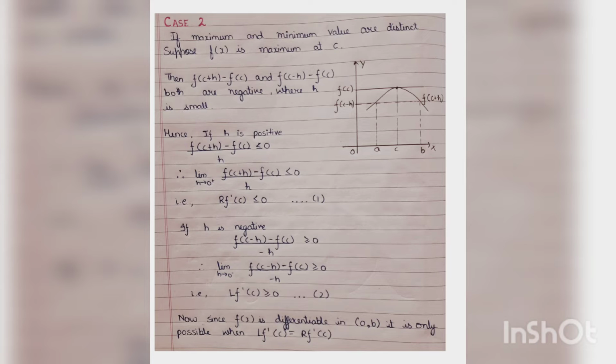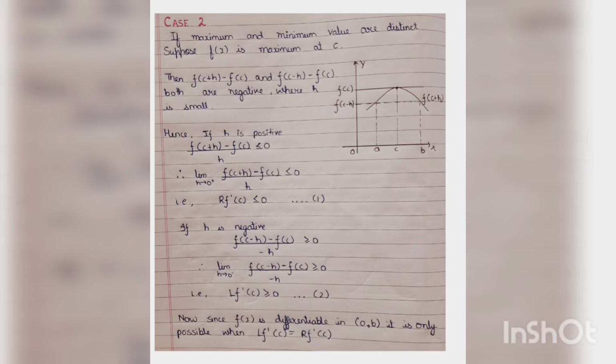So if h is positive, [f(c+h) - f(c)]/h is less than or equal to 0. Applying the limits, limit as h tends to 0+ of [f(c+h) - f(c)]/h is less than or equal to 0. That is, the right hand derivative is less than or equal to 0. We mark it as equation 1.